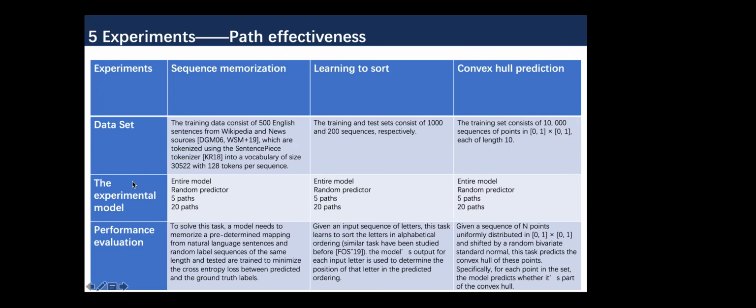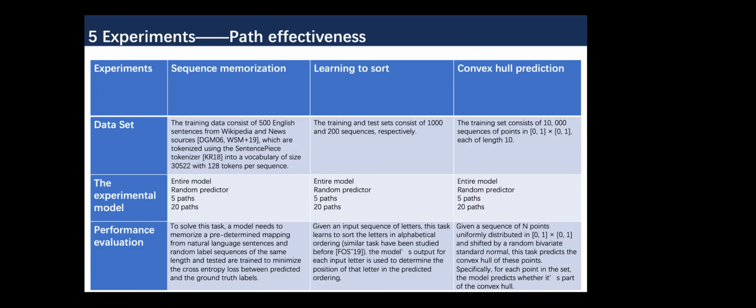And we use the same experimental model. Here, for all of them we use the entire model. We also use a random predictor, and we use a 5-path model and a 20-path model. And we have different performance evaluations here. In the first task, a model needs to memorize a predetermined mapping from a natural language sentence to a random label sequence of the same length, and is trained to minimize the cross-entropy loss between the predicted and the ground truth labels.